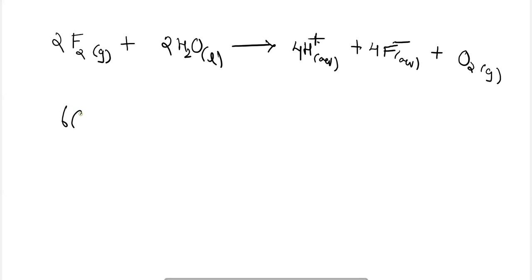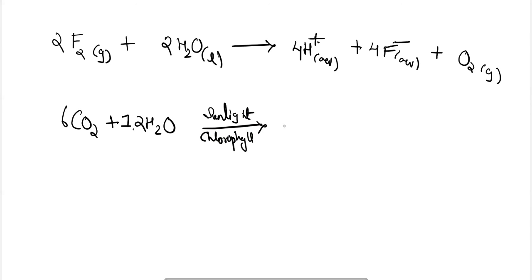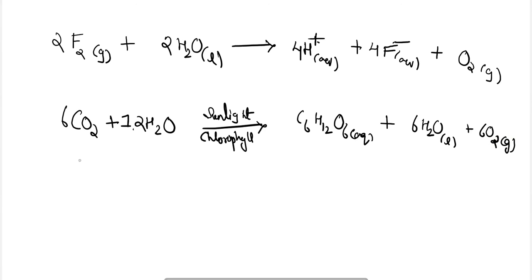Similarly, when carbon dioxide is reacted with water in the presence of sunlight and chlorophyll, the photosynthesis process occurs and formation of glucose takes place. Okay, so formation of glucose is also the nature of water, showing its reducing nature.